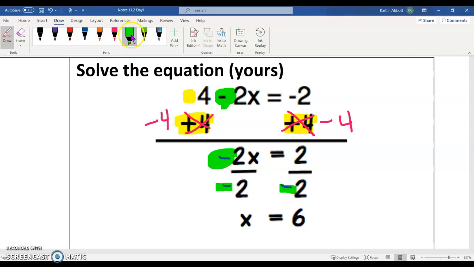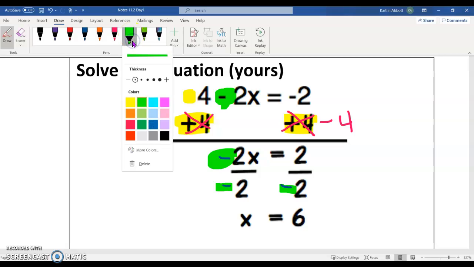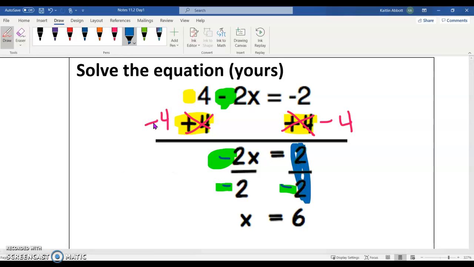Then the other mistake you might have found was, what is 2 divided by 2? It's not 6, I'll tell you that right now. 2 divided by 2 actually gets you 1. So they would have still solved it wrong, but they should have got that x equals 1.